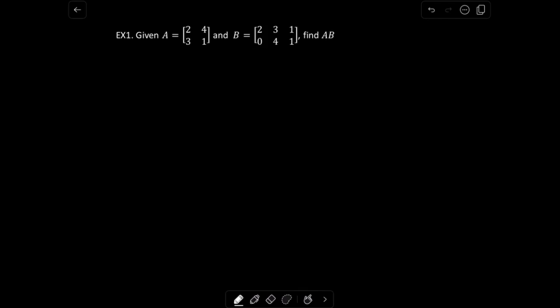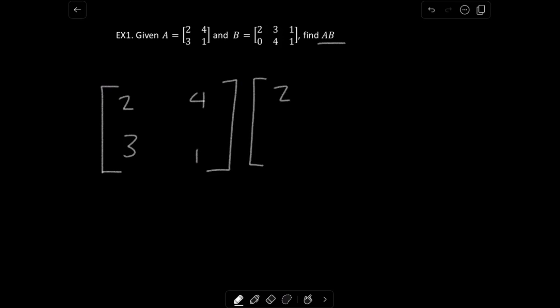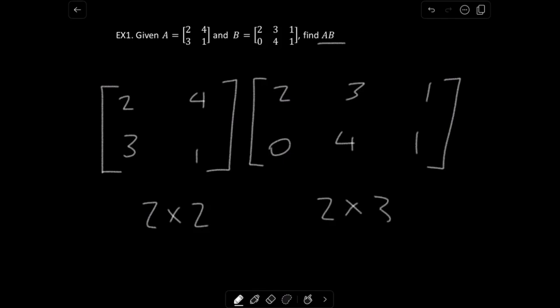Okay, let me show you how to do this. So I'm going to write this out, 2, 3, 4, 1. Remember, it's A times B. So we have to write A first and then B. Order is important in matrix multiplication. Okay, and then we'll have 2, 3, 1, 0, 4, 1. Okay, firstly, let's just check that we can multiply them out. So it's a 2 by 2, and we have a 2 by 3.